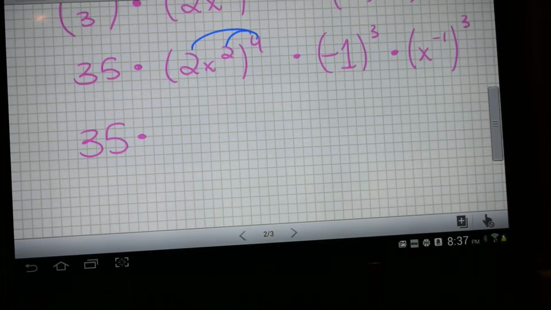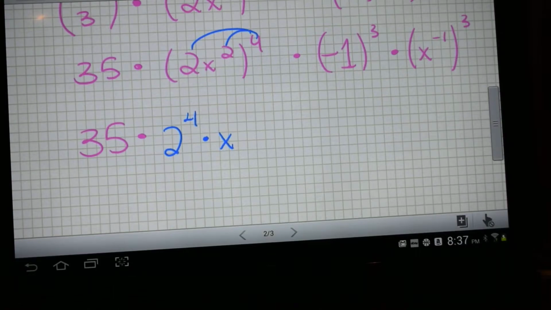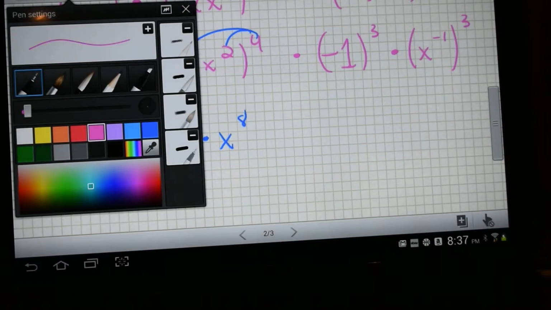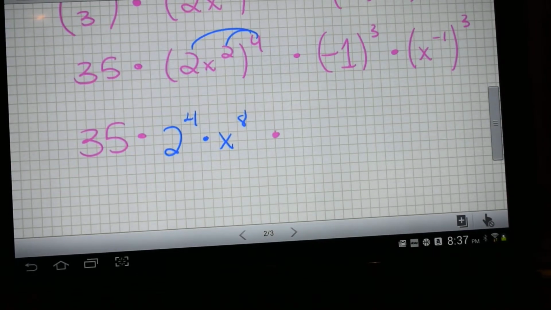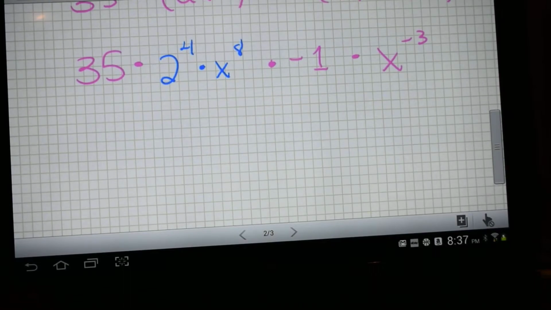So it ends up being 2 to the 4th power times x to the 8th power. Remember, you multiply once a power is raised to a power. Times negative 1 to the 3rd is negative 1 times, this is x to the negative 3 power. And remember, we should wind up with x to the 5th power if we did something right. 2 to the 3rd is 8, 2 to the 4th is 16. Ooh, 35 times 16. 560. This right here is 560.